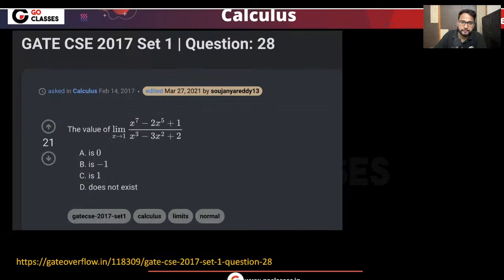Let's solve this. This is 1 minus 2 plus 1 upon 1 minus 3 plus 2. So basically this is, I think, 0 by 0, right? Since it is 0 by 0, you can just apply L'Hopital. Maybe let's apply L'Hopital once so that these constants will go away. Otherwise, I'm not able to factor it out. So let's apply L'Hopital once at least.